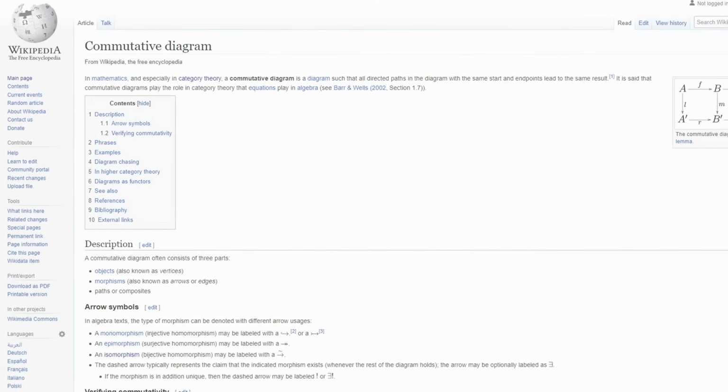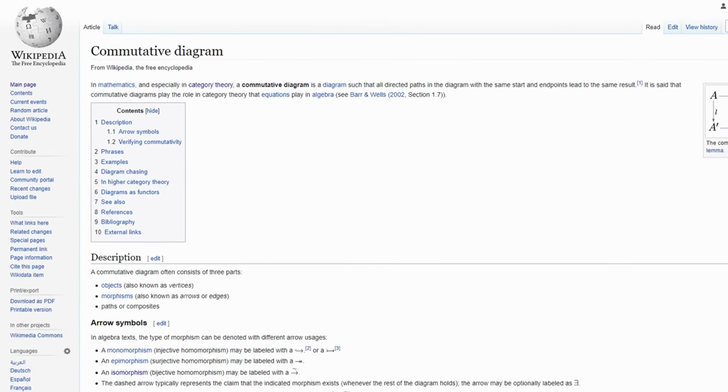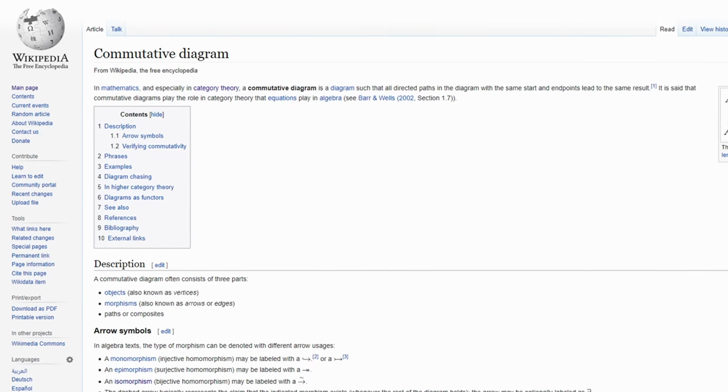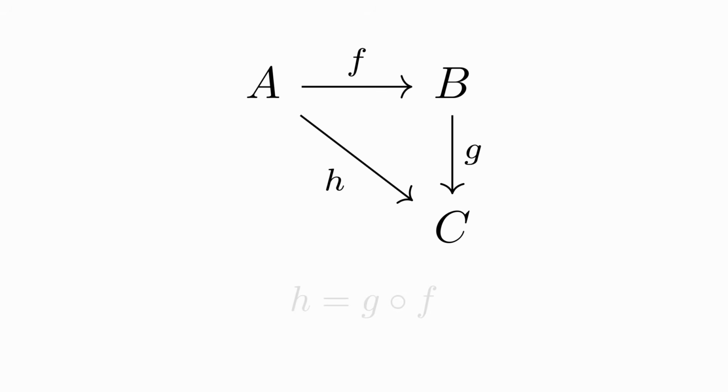This alone is helpful, but certain diagrams have an extra property which means we don't have to write out reams of equations to prove things. A diagram is commutative if, for any two objects, all routes between them are equal. For instance, this diagram commutes if and only if h is equal to g composed with f.